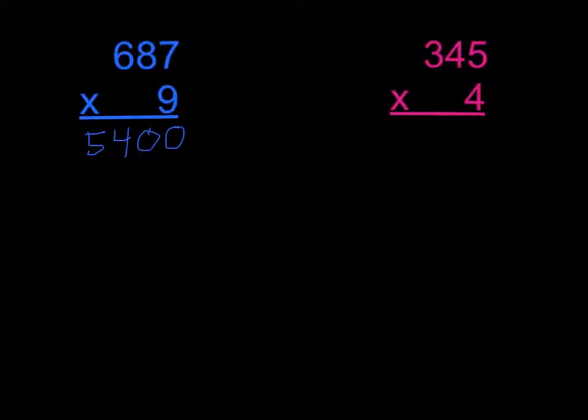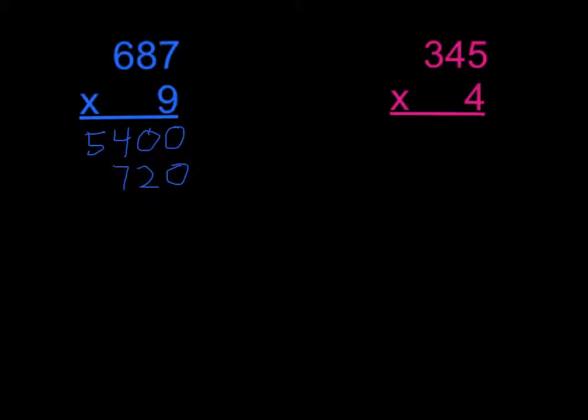Then we're going to look here at our next digit. We have an 8. That's going to be 8 tens. So 9 times 8 tens is going to be 72 tens. So the 2 has to go in the tens place, and the 7 goes next to it. We put in our 7 and our 0.